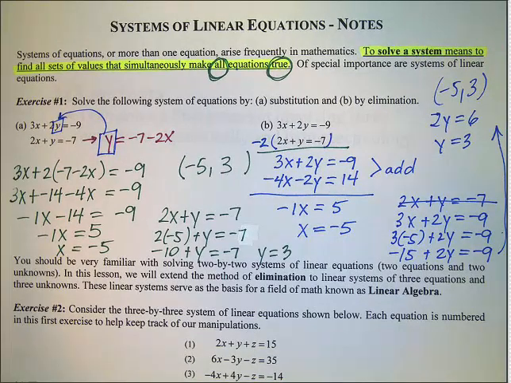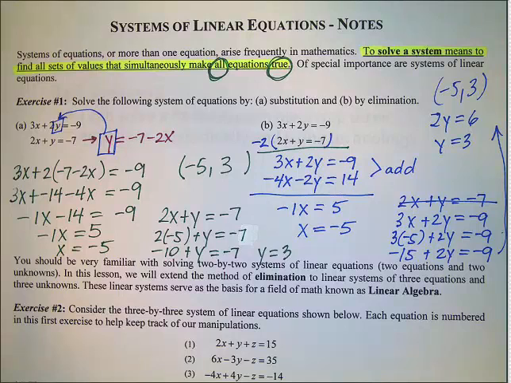When we have what we call a 2x2, 2 variables, 2 equations, you can use substitution or elimination. It does not matter. In this class, we will be doing 3x3s, and you will only have one choice to solve, and that is called elimination. So you should be familiar with solving 2x2 systems of linear equations, 2 equations and 2 unknowns. In this lesson, we will extend the method of elimination to linear systems of 3 equations and 3 unknowns. These linear systems serve as the basis for a field of math known as linear algebra.